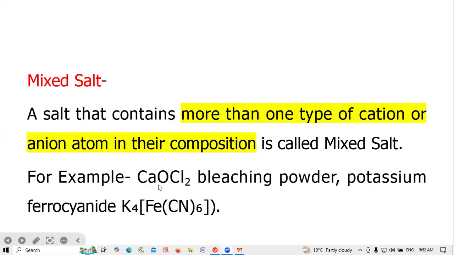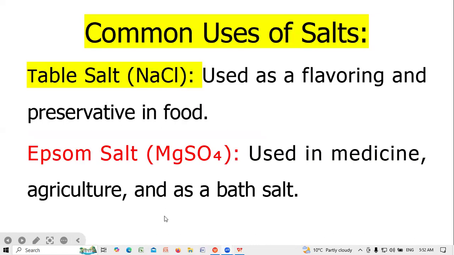Mixed salt. A salt that contains more than one type of cation or anion in its composition is called mixed salt. For example, bleaching powder has two types of anions. One is the oxide and another one is the chloride. Similarly, in the case of potassium ferrocyanide, there are two types of cations. One is the potassium, another one is the iron.